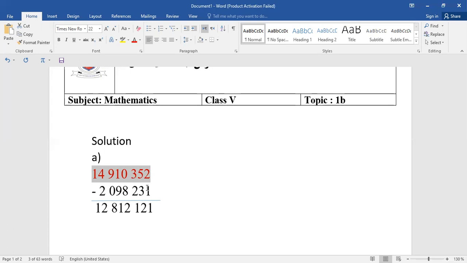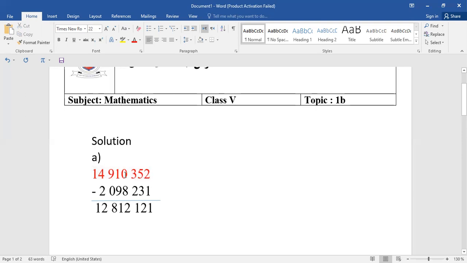So for this, you need to do the subtraction. In mathematics, for subtraction or addition, whatever you're doing, you need to start from the right hand side. So here, the first column is 2 and 1. I'm going to subtract 1 from 2, I'll be getting 1. 3 from 5, I'll be getting 2. 2 from 3, I'll be getting 1. Now come to this column.